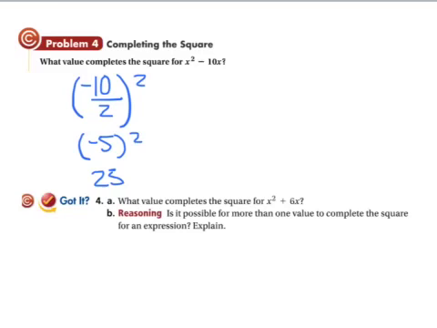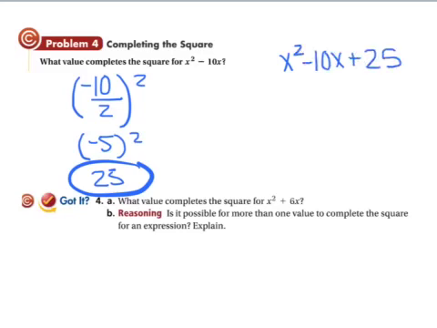What value completes the square? 25. Because if we had x squared minus 10x plus 25, that would be a perfect square trinomial, which could be written as x minus 5 quantity squared. Completing the square is just the process of finding your c value that allows you to make a perfect square trinomial.